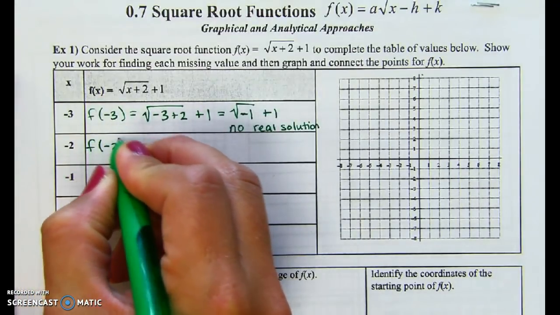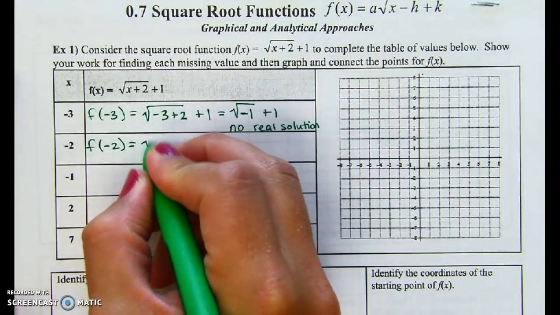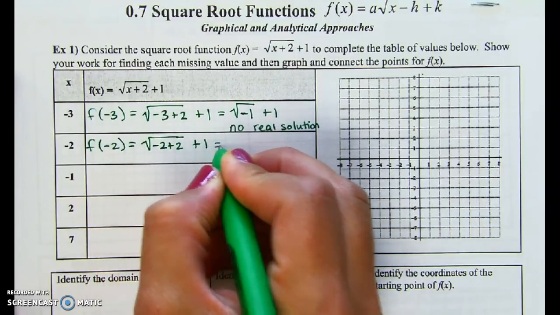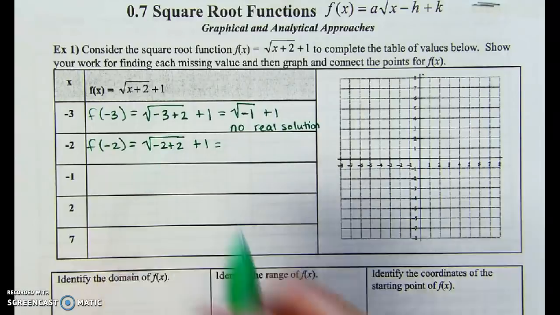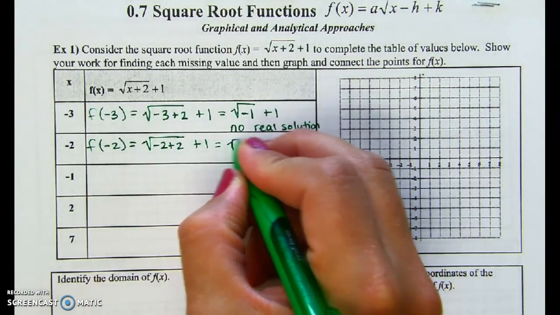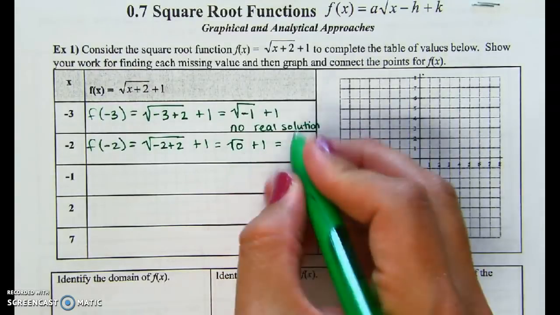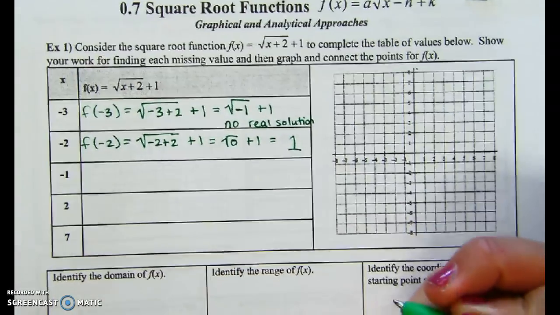All right, don't give up. Try again. Let's plug in -2 now. The square root of -2 plus 2, plus 1. All right, what's -2 plus 2? 0. And the square root of 0 is 0. So we have 0 plus 1, 1.